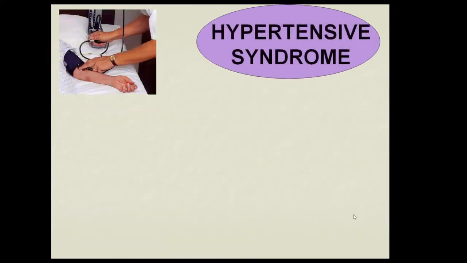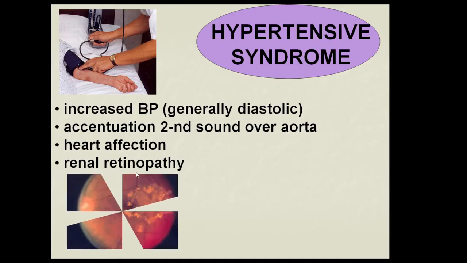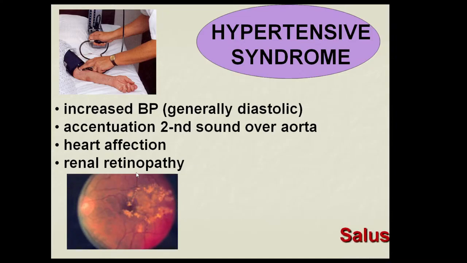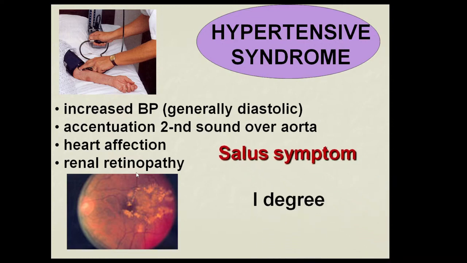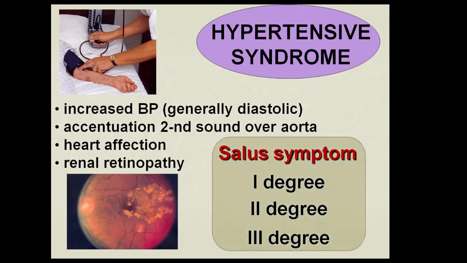Hypertensive syndrome. I said, clinically it's not different from any other hypertension. The patient complains of headache, and you will reveal high blood pressure. On auscultation of the heart, accent of the second sound over the aorta. Later there will be different problems with the heart, but a specific sign is early renal retinopathy, which is revealed by examination of the fundus oculi. It is characterized with specific Salus symptoms. We distinguish three degrees. I want you to understand.